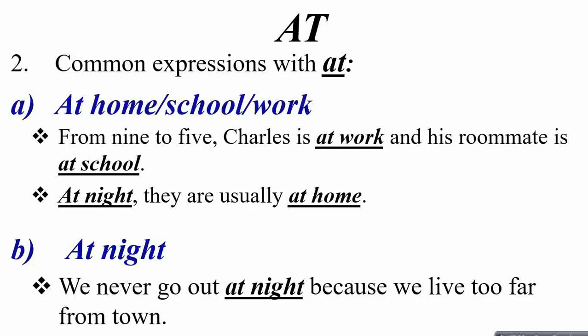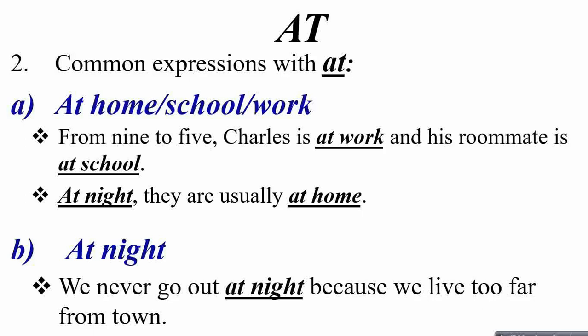This was about the common uses. Now starting off with the common expressions with the preposition at. The first one, at home, at school or at work. Example, from 9 to 5, Charles is at work and his roommate is at school. At night, they are usually at home. Another use, at night. We never go out at night because we live too far from town.